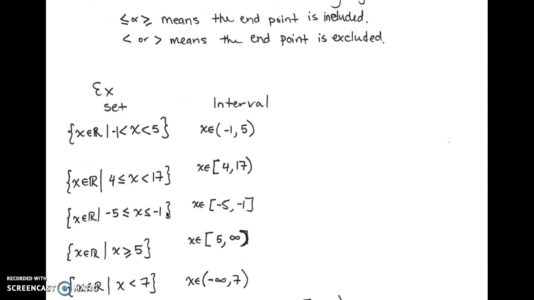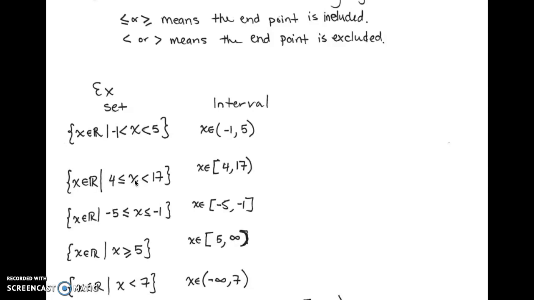So here's some examples. So for example, if you wanted to write that x is between -1 and 5, not including the endpoints, the way you would do it is you would say x is an element of, and then because you don't want to include the endpoints, you would put circular brackets.